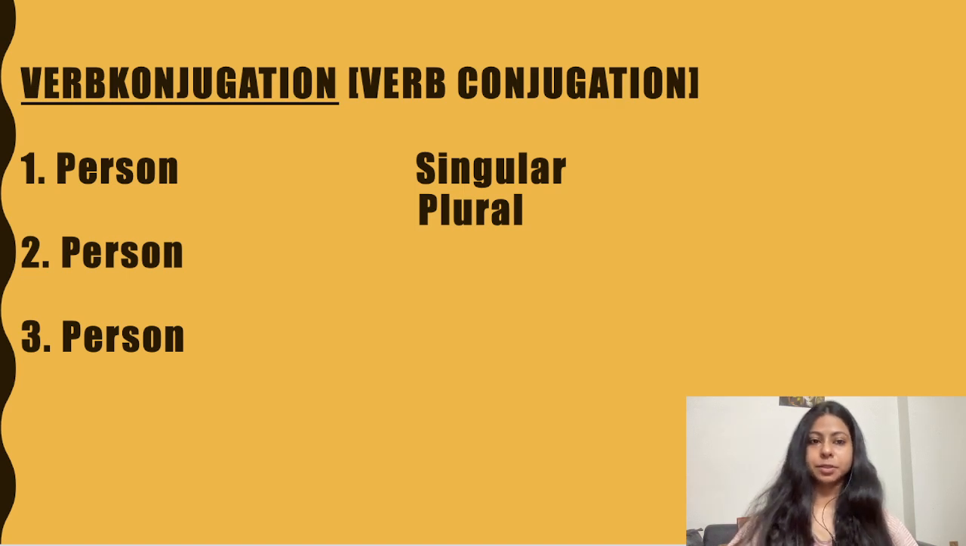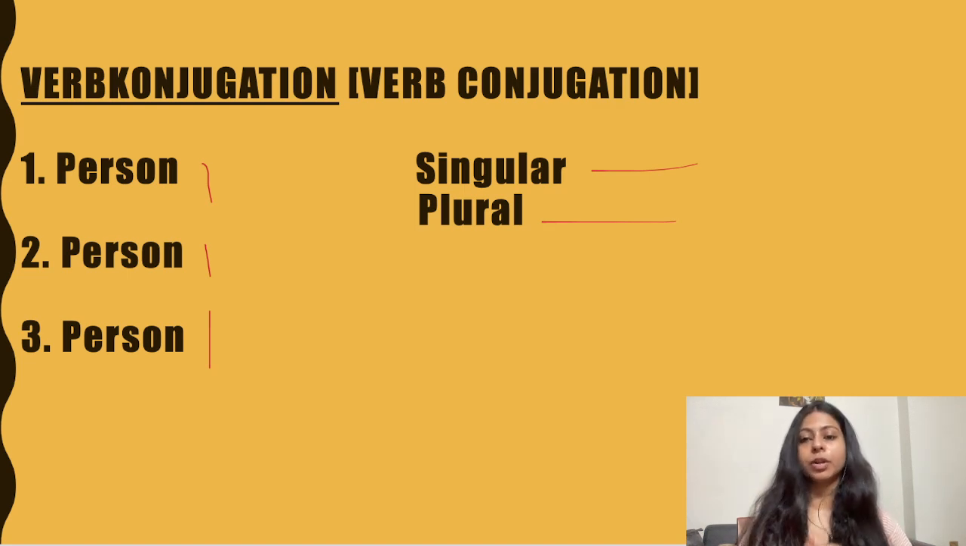Firstly, the person, whether the person is first person, second person, or third person. Secondly, whether this person is in singular or plural. And for all these we have pronouns again, which we have already learned. So every verb is conjugated according to the personal pronouns. Hence, knowing personal pronouns is very, very important in German. Hence, please go and watch the video on personal pronouns.